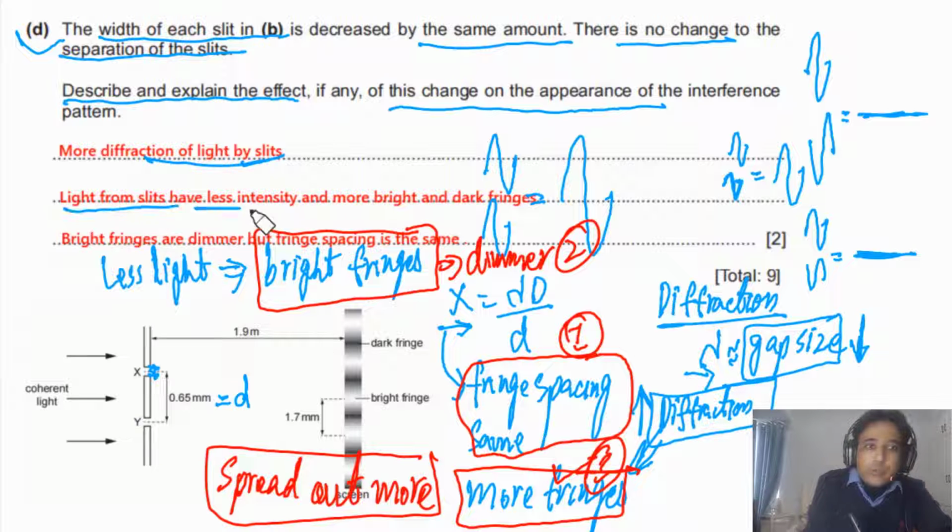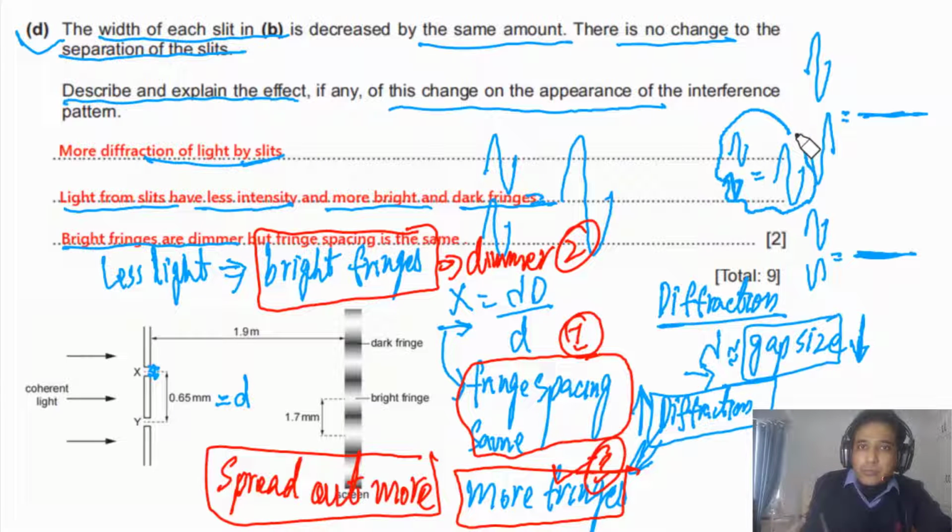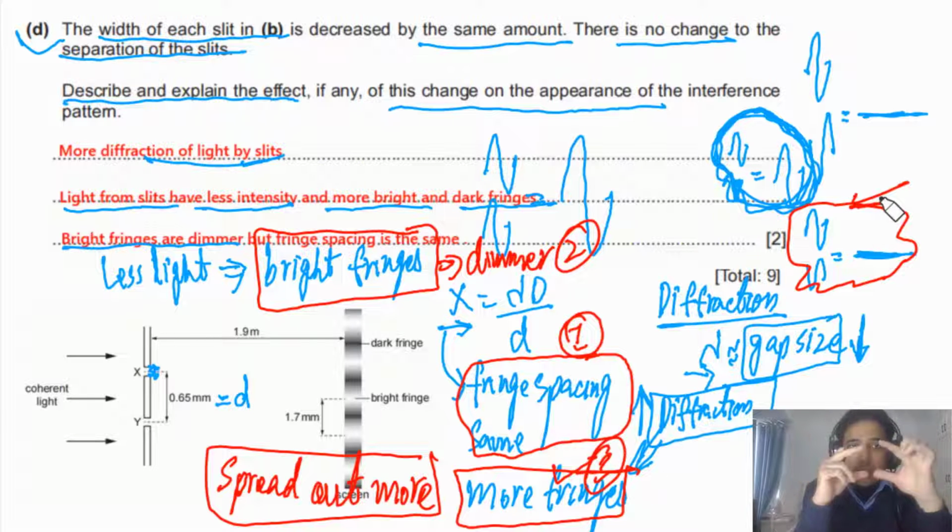Light from the slits has less intensity, meaning less light is coming out, and there are more bright and dark fringes because this will spread out more. Bright fringes are dimmer because less light is coming, so the resultant wave will have smaller amplitude. And for dark fringes, there will be no change due to destructive interference because the size of the slits decreases by the same amount. If the size of the slits decreases by different amounts, then the dark fringes will be brighter. Maybe they can ask you this in the next exam or any other time.